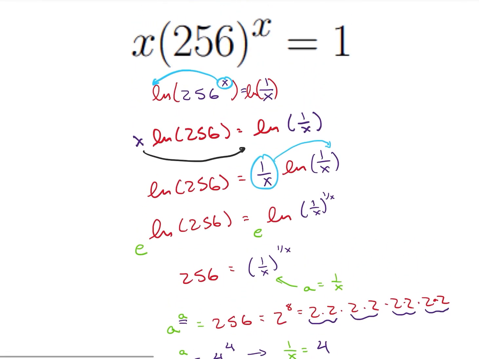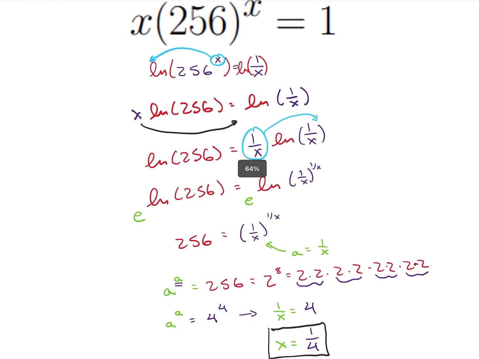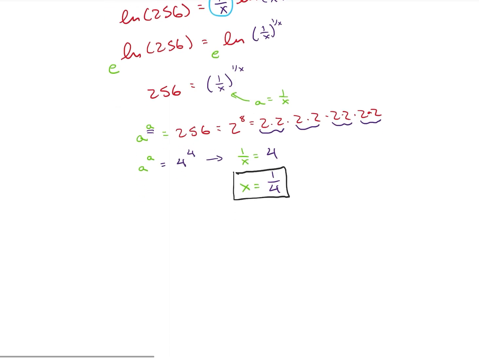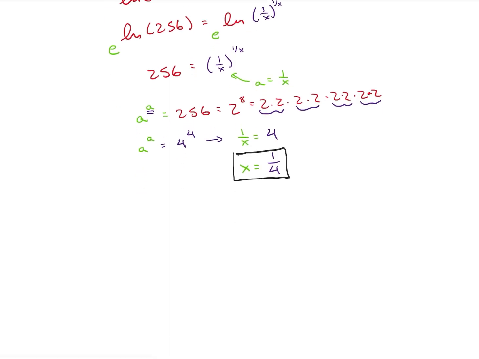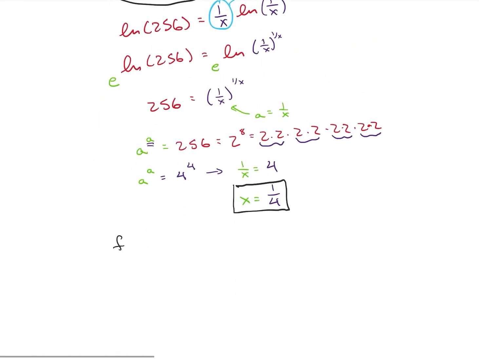If we go back to our original problem, I can see 1/4 times 256 to the 1/4. The 4th root of 256 is 4, and if I multiply that by 1/4, I get 1. So our next question is, is that the only solution? Let's check it out. This function on the left, f of x, is x times 256 to the x. Let's take a look at that function.